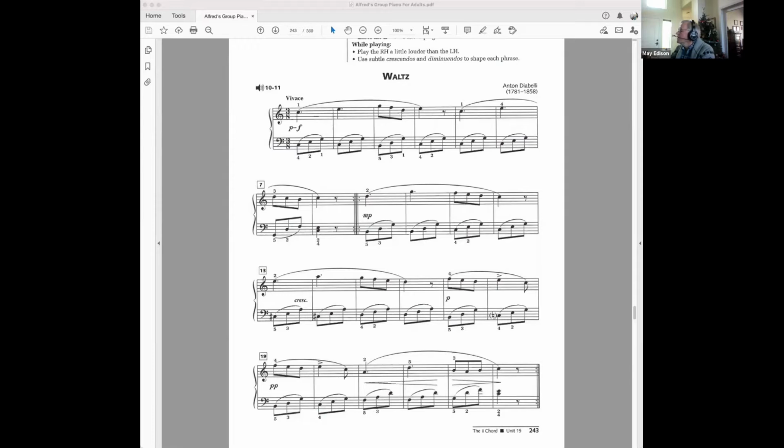He wrote a lot of beginning repertoire for piano, for children. But he wrote other things as well, an operetta. He's got a lot of four-hand piano works, a lot of sonatinas. So there you go, Diabelli from Austria. Looking at this piece, what can you tell me about it?